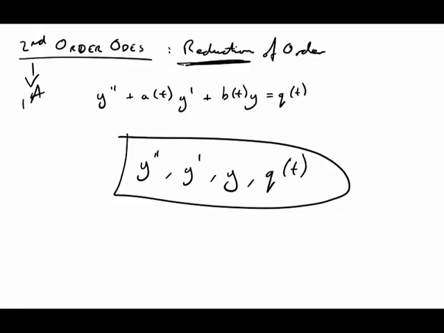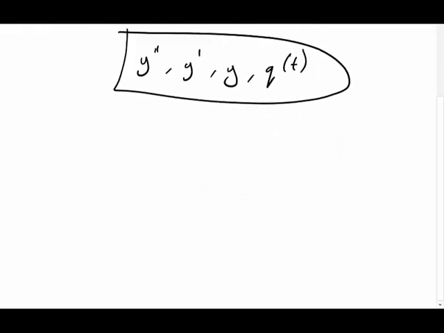Now we're going to look at a slightly different example where we can again reduce the order. We're going to look at the other case when we can reduce the order, using an example again. We have the second derivative plus y, the function, times the first derivative cubed, equals 0.